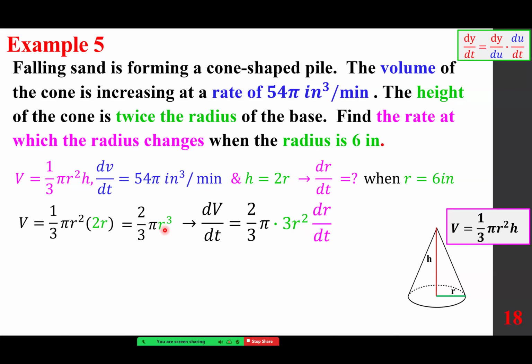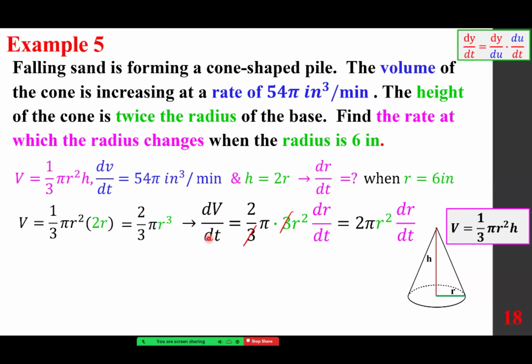Because r is not the independent variable. t is. This 3 cancels out this 3. We get 2 pi r squared, dr/dt. And now we are going to plug in. This is it. One step of calculus. Everything else, understanding the question, plugging in, remembering some basic formulas from geometry, and now dV/dt is, see, when you write the given, it makes life easier.